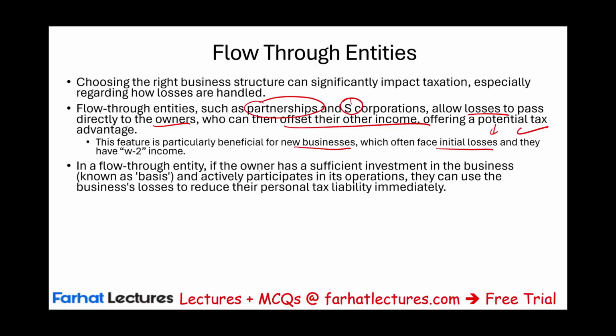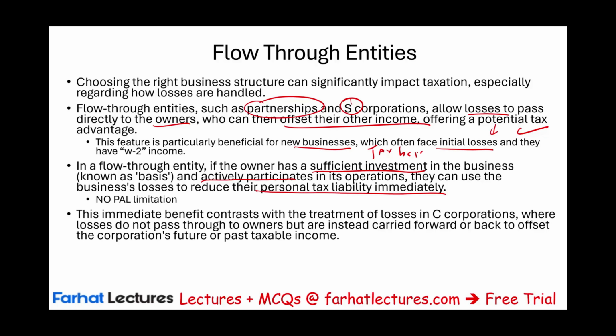So in a flow-through entity, if the owner has sufficient investment, which means they have enough tax basis in the business, and they actively participate, that's even better. They can use the business losses to reduce their personal tax liability immediately. And if they actively participate, there's no limitation from the passive activity rule. So there's an immediate benefit to having an S corporation or a partnership if you're going to be incurring losses and you have other income that you can offset those losses with.